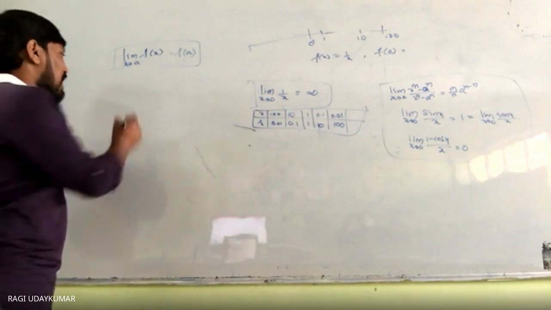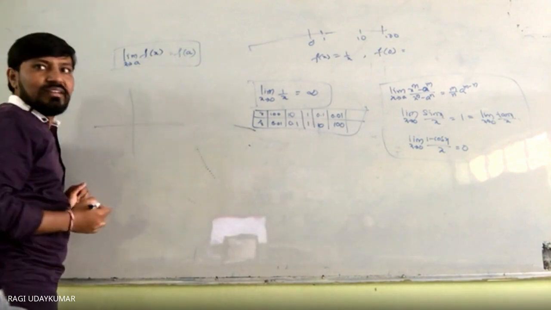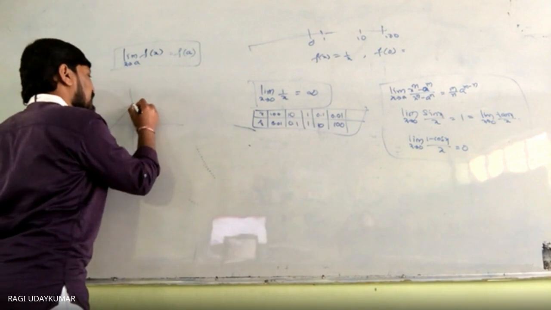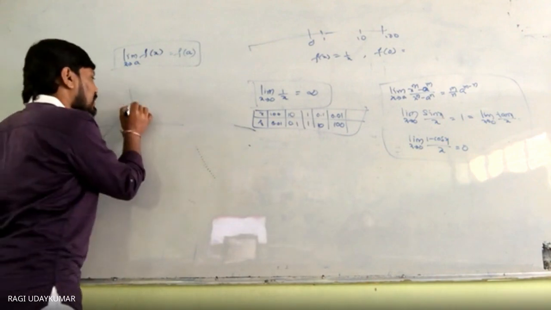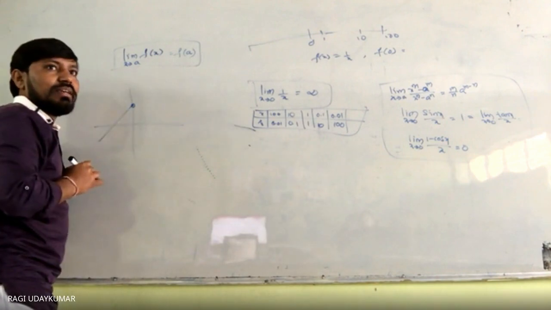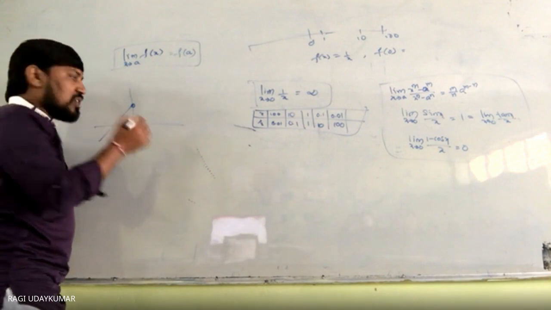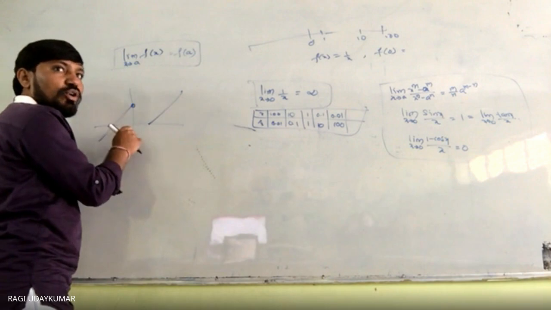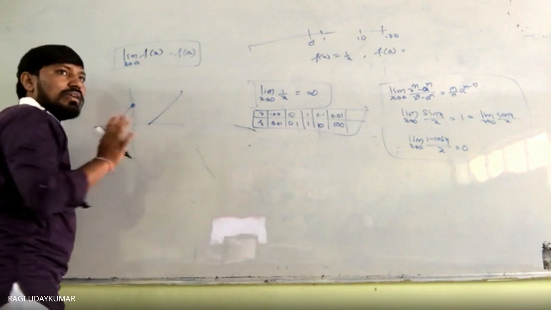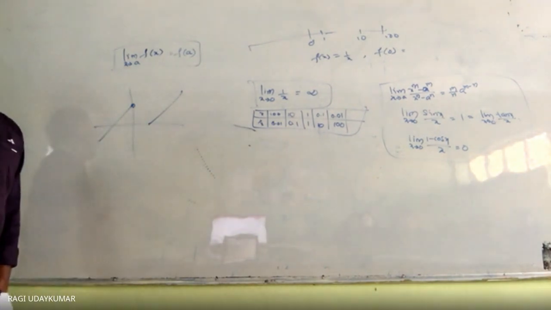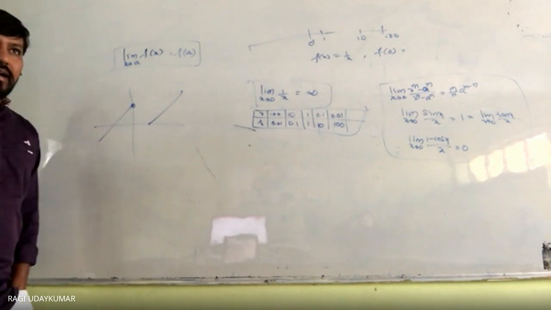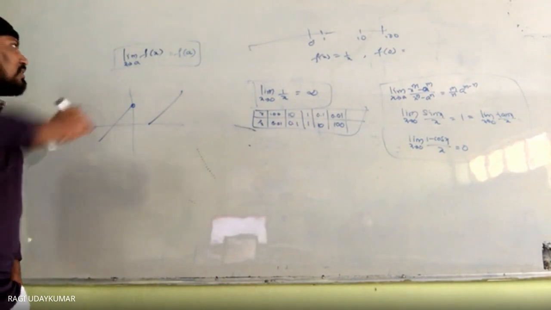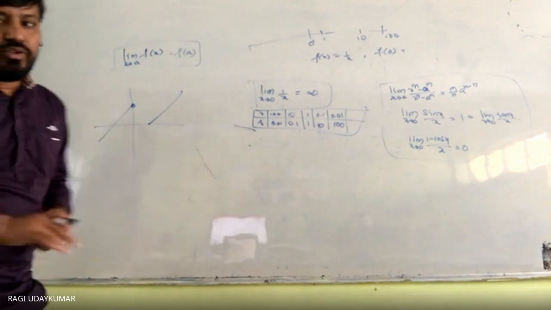Suppose I am taking a graph. I have drawn one graph like this. Here in the graph I am keeping a circle, and from here to here, at the place of 0, it does not take any value. So suppose I take one function as an example.